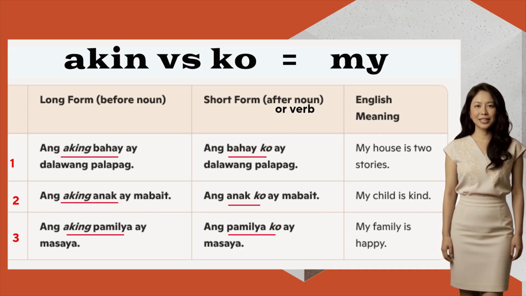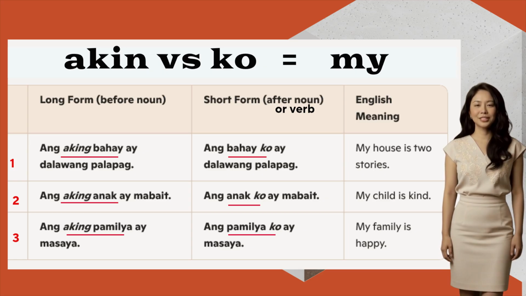Let's look at how to say my in Tagalog using 2 forms, the long form akin and the short form ko. They mean the same thing but they appear in different positions. So in this table, we have 3 examples. Aking bahay, my house. Aking anak, my child. Aking pamilya, my family. Each paired with its own short form version. Bahay ko, anak ko, pamilya ko.